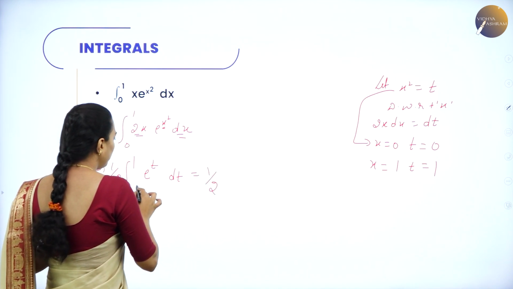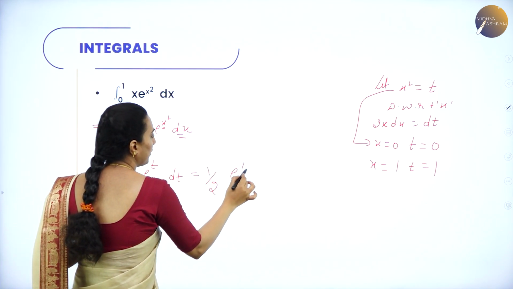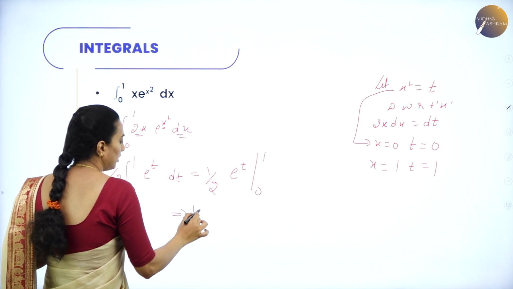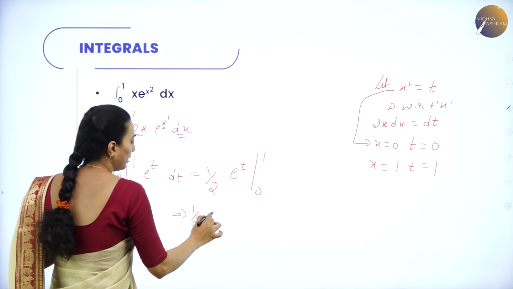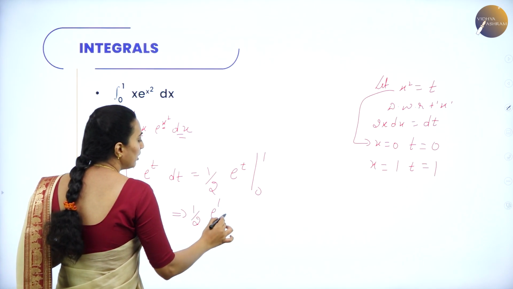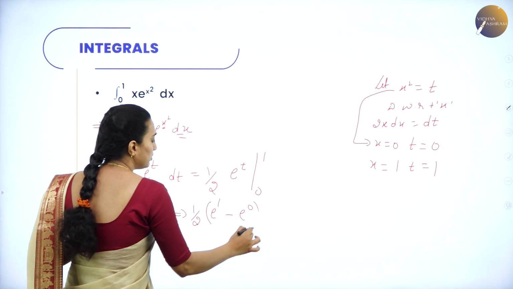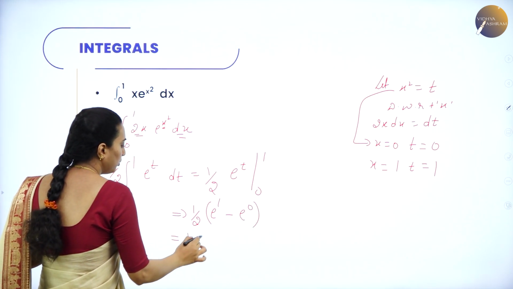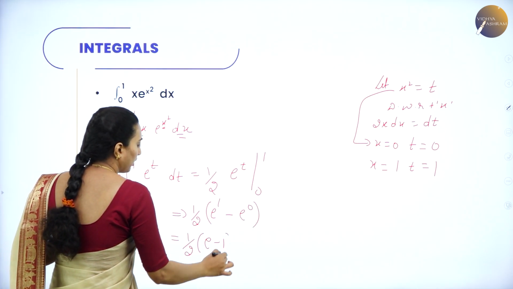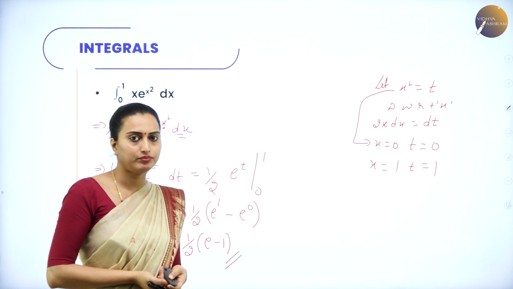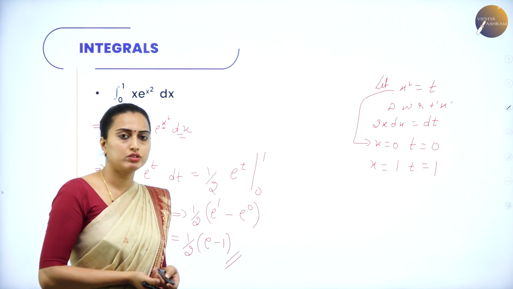1 by 2 into the integral of e power t is nothing but e power t only, from the limit 0 to 1. Which implies 1 by 2 into, first apply the upper limit, e power t is equal to 1, minus, you can apply the lower limit, e power t is equal to 0, which happens 1 by 2 into e minus 1. Okay. So this is what you are going to get as the answer. I hope you understood this step.